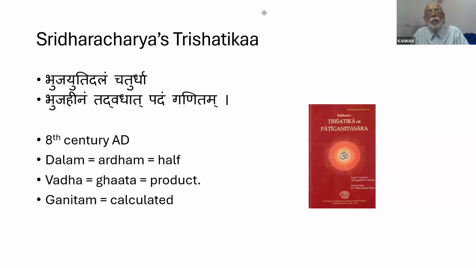Next, I pass on to a third book, Sridharacharya's Trishatika. He belonged to the 8th century AD, even prior to Mahavira, but after Brahmagupta. These persons do not call this theorem the Brahmagupta theorem. We are calling it so because we want to give the credit to the earliest one available. We call it Brahmagupta theorem.